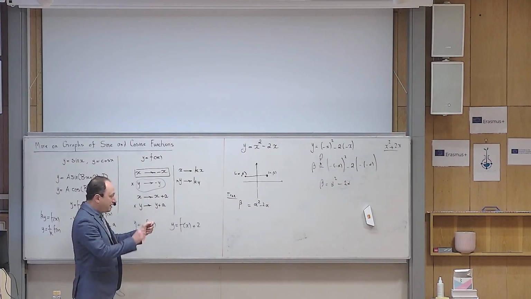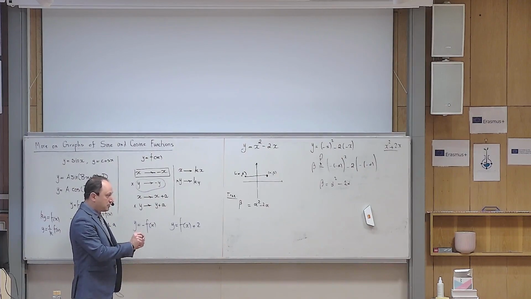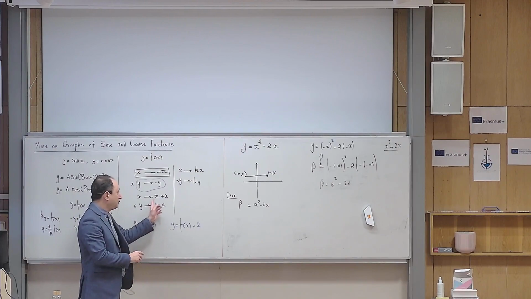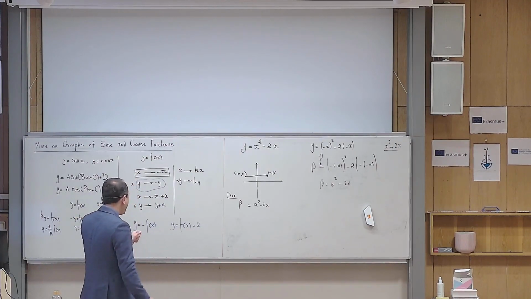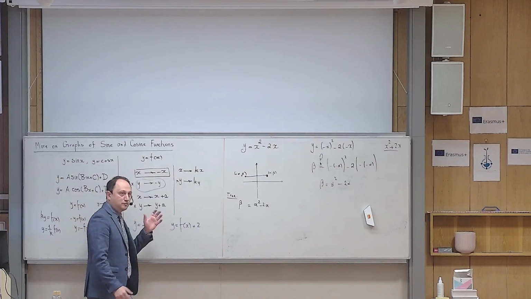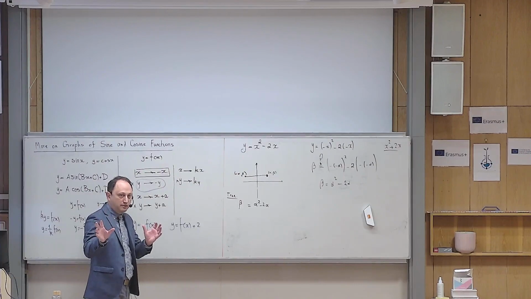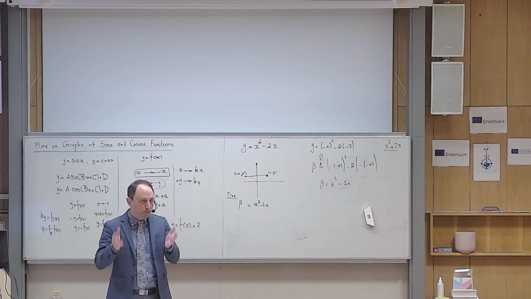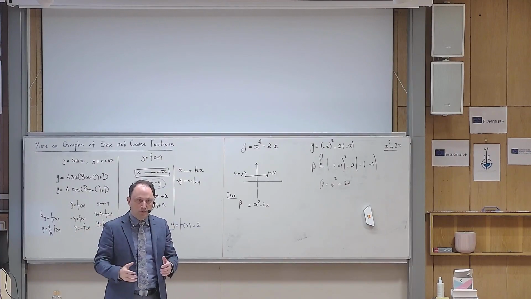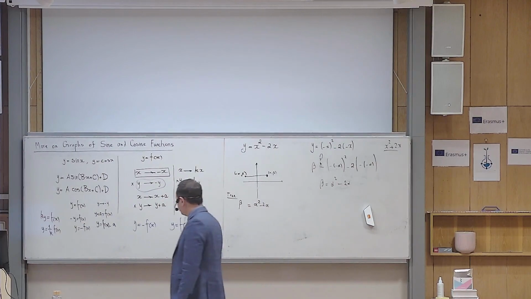If I replace every appearance of x with x plus a constant, if that constant is positive, the shift will be to the left. And if the constant is negative, the shift will be to the right. But if I add something at the very end of my function, if what I'm adding is positive, the shift would be along the y-axis upward, and if that's negative, the shift will be along the y-axis downwards. Yes? So that is the review.